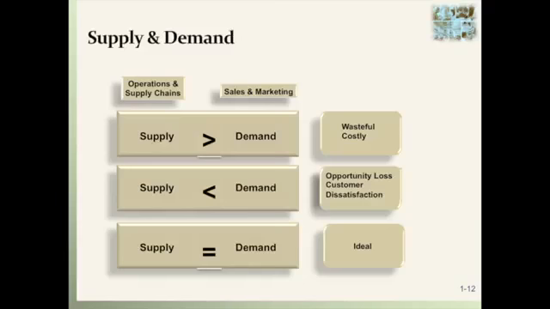Now, the other side of the coin is when you have way more demand than you have supply. So now you go to that same Chipotle, and there's this line out the door. You can't find a parking place in the parking lot. You can't even get inside out of the rain.